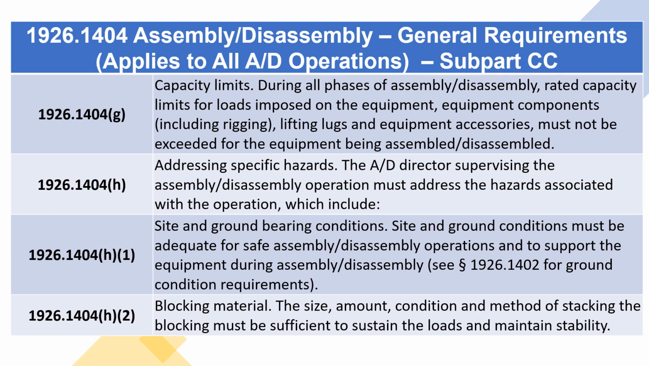1926.1404(h)(1). Site and ground bearing conditions. Site and ground conditions must be adequate for safe assembly/disassembly operations and to support the equipment during assembly/disassembly. See section 1926.1402 for ground condition requirements. 1926.1404(h)(2). Blocking material. The size, amount, condition and method of stacking the blocking must be sufficient to sustain the loads and maintain stability.